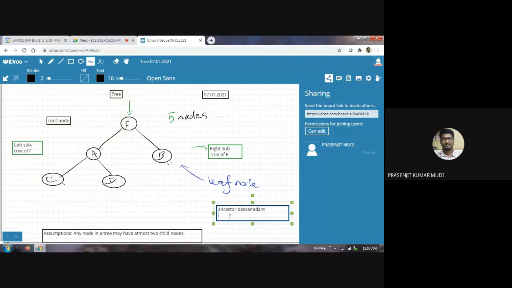I will just explain this later. Yeah. Ancestor, descendant. This is the spelling. We can say here that the node F is an ancestor of node D. Node F is an ancestor of node C as well. So I'm writing this: F is an ancestor of nodes C, D.